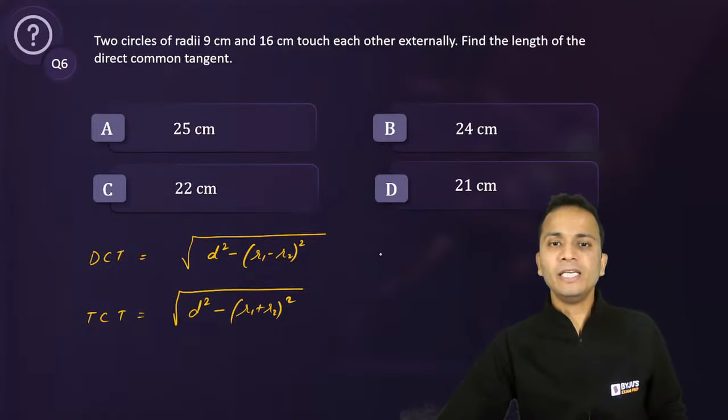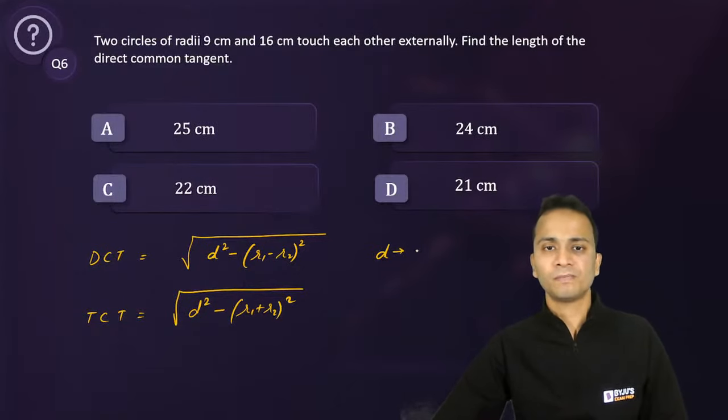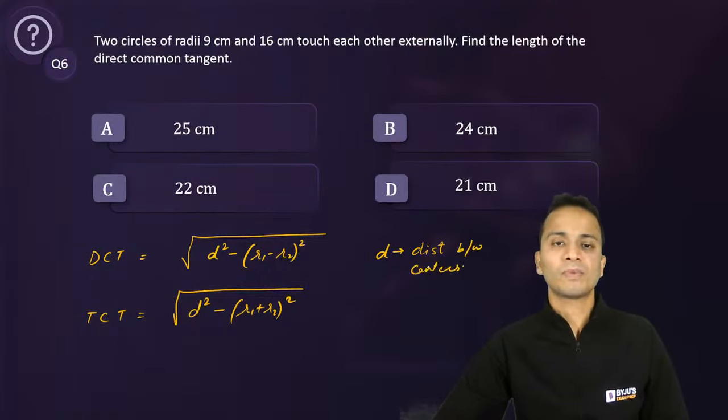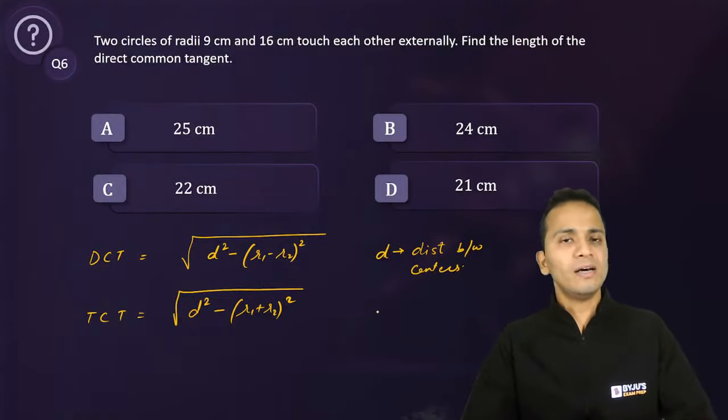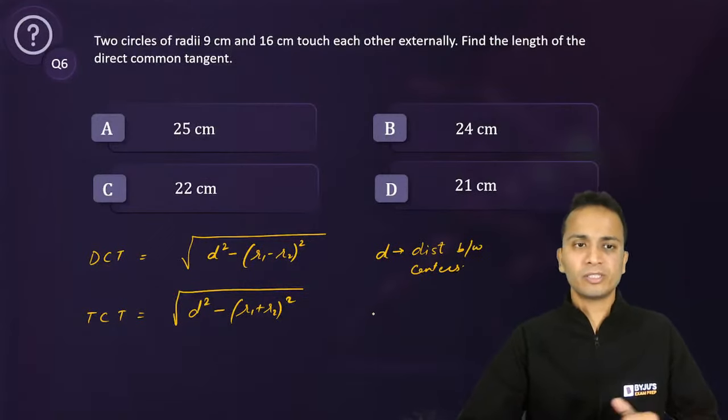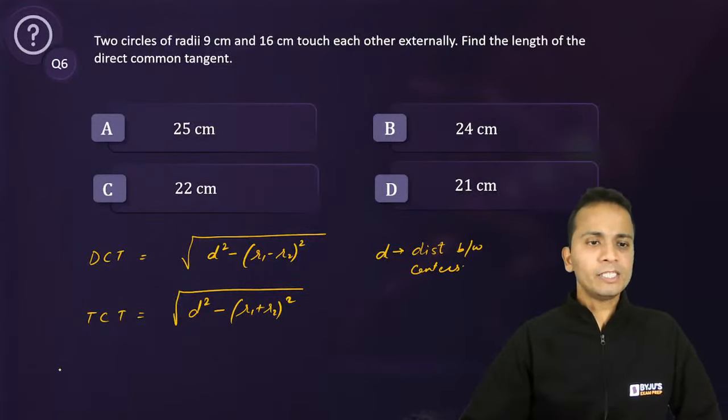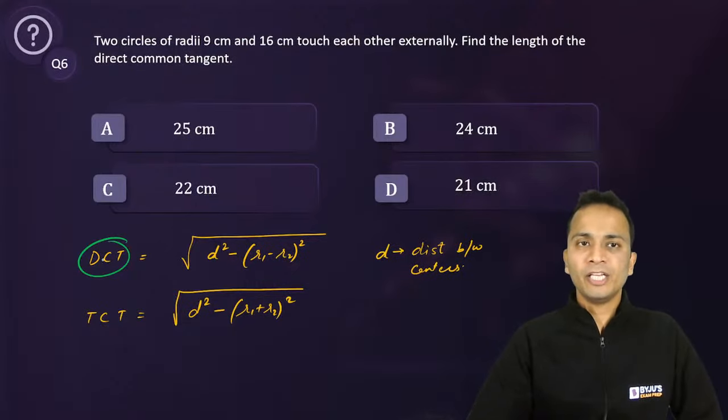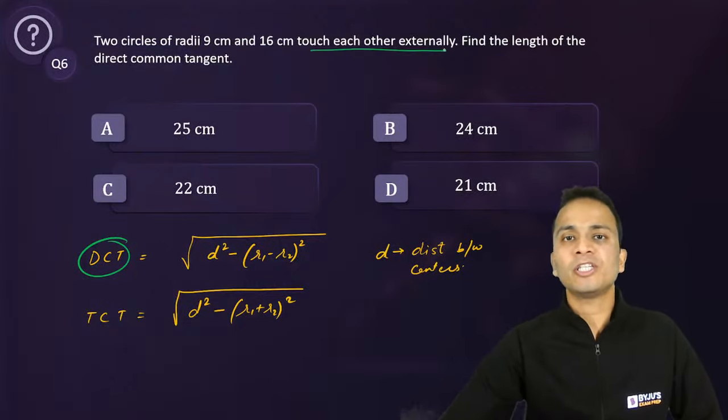Okay. Now here D, small d, is the distance between the centers of the circles. Okay. So distance between the centers of the circles. All right. R1 and R2 are the radii of the two circles. Right. Now in this question, we have to find out the length of direct common tangent and the circles are touching each other externally.